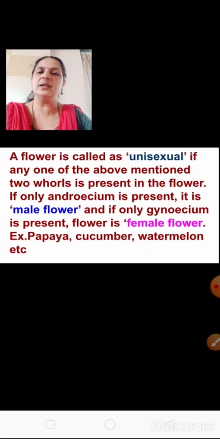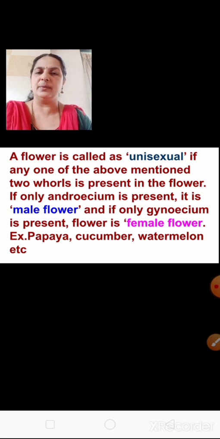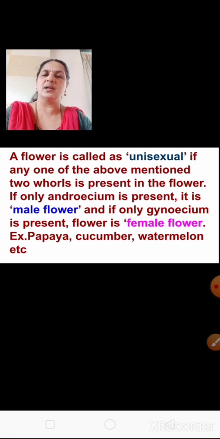Some are unisexual, that means only gynoecium is present. They are called the female flower. If only androecium is present in the flower, it is called the male flower. Examples of them are papaya, cucumber, watermelon. They are all unisexual. That means they have either male or female. All these contain only one sex, either male or female. That is unisexual. Examples are these. There are more than this also.